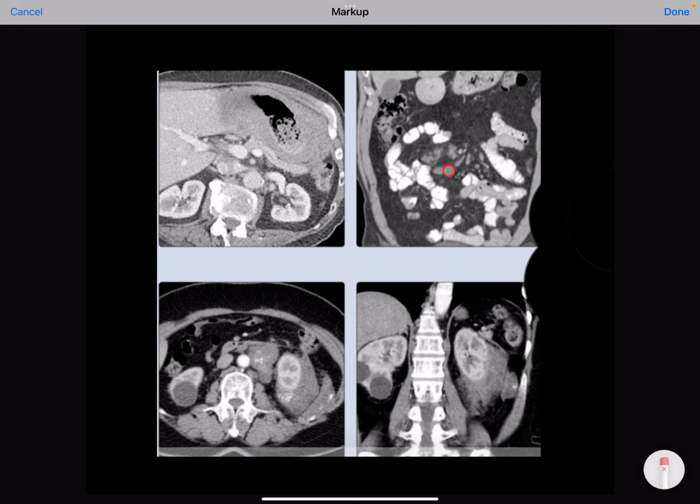This is the coronal image of the same patient where you can appreciate the nodules, submucosal focal nodules of the small bowel. If we magnify it, you can see that these are submucosal focal nodules located throughout the small bowel.